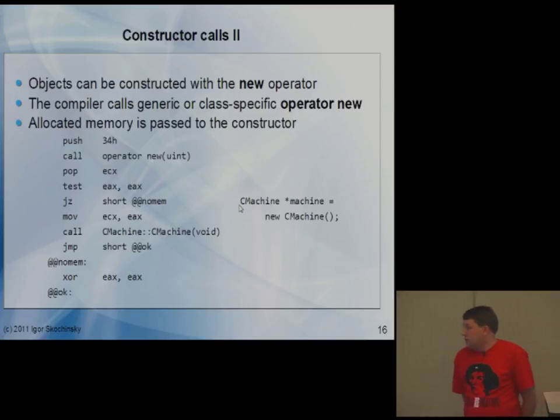Another way of constructing classes is through so-called heap allocation, or allocation with the new operator. And it's usually quite easy to recognize, because after calling operator new, we test for 0 to check if the memory allocation failed. And if not, then we call the constructor. So this is actually quite a good way to recognize constructors in case you don't have symbols. And in this case, the initial C++ code would look something like the code on the right. So we declare a pointer to a CMachine object, and we call the new operator to allocate a new instance on the heap.